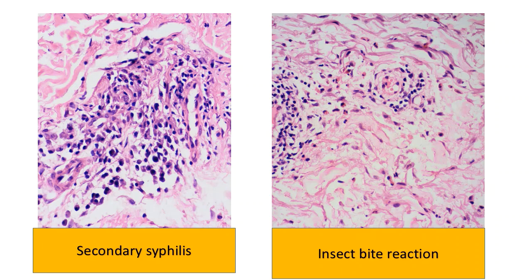It is a case of secondary syphilis. Here you can see perivascular lymphocytes and predominantly plasma cells. And it is a case of insect bite reaction. Here, in addition to the lymphocytes, the predominant inflammatory cell population is eosinophils.